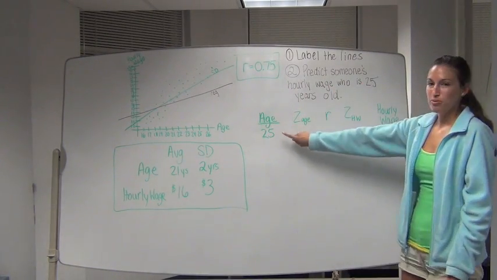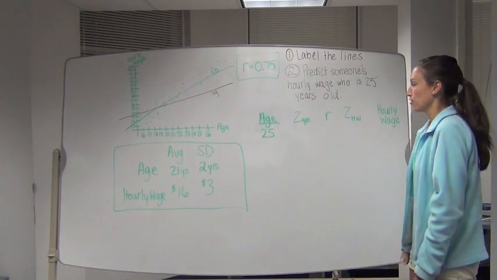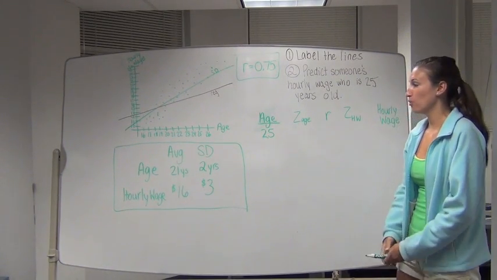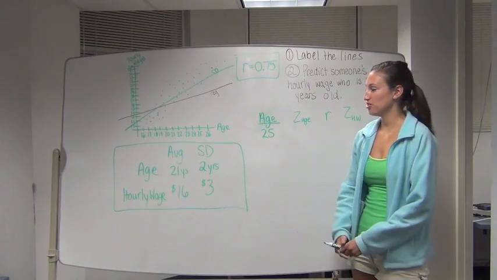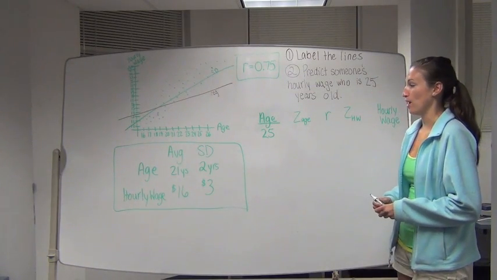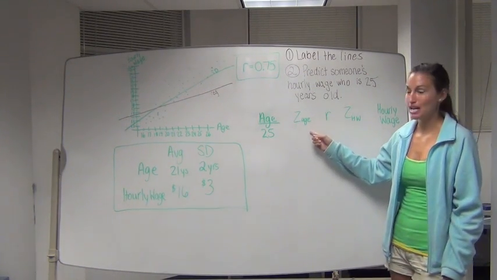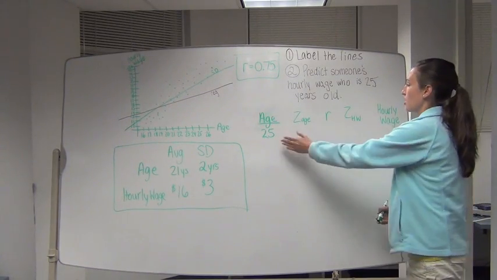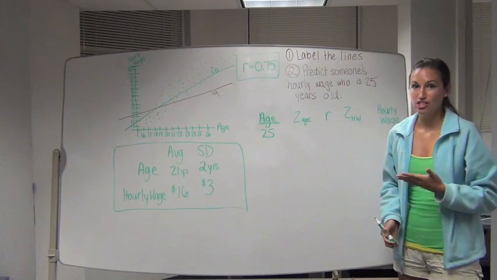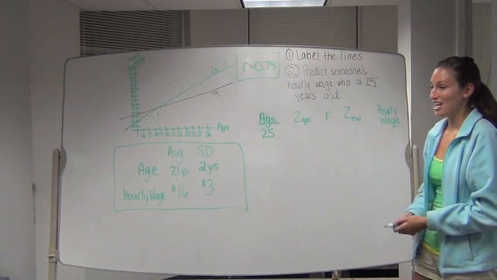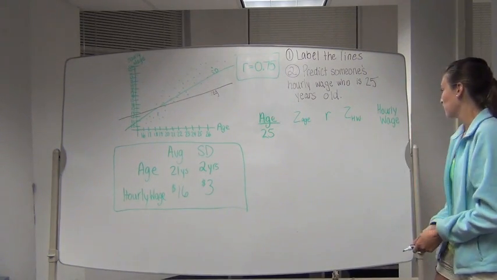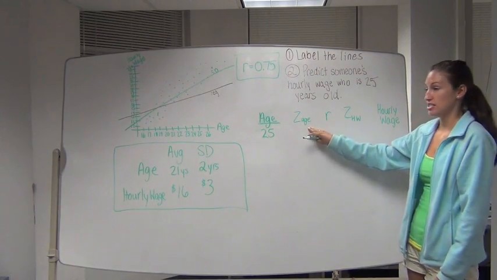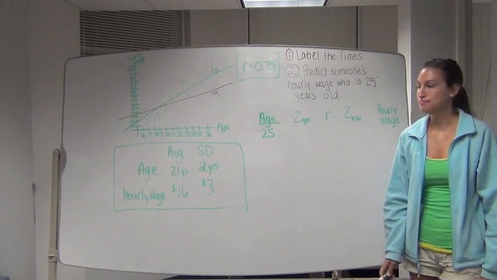So we want to predict someone's hourly wage for a person that is 25 years old. And we're given both the average and the standard deviation for age and hourly wage. So our first step is that we want to find the z-score for our age. We can't just compare age and hourly wage like they are right now because age is measured in years and hourly wage is measured in dollars. We need that common measuring stick of a z-score to be able to make our comparison.